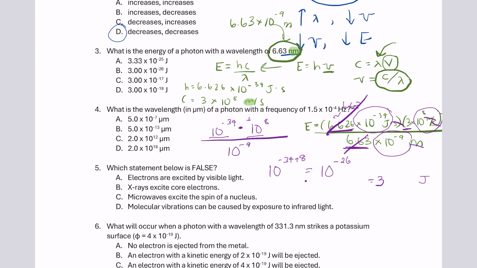Now, 10 to the minus 26 is divided by 10 to the minus 9. How do we deal with division here? We simply subtract the denominator's exponent from the numerator's. So 10 to the minus 26 minus negative 9. So this is equal to 10 to the minus 26 plus 9. And that's going to be equal to 10 to the minus 17. So our final answer is 3 multiplied by 10 to the minus 17 joules. The correct answer here is C.